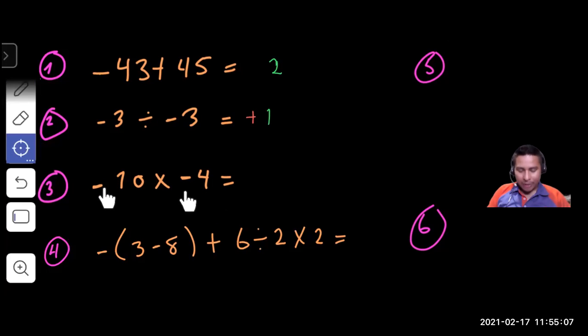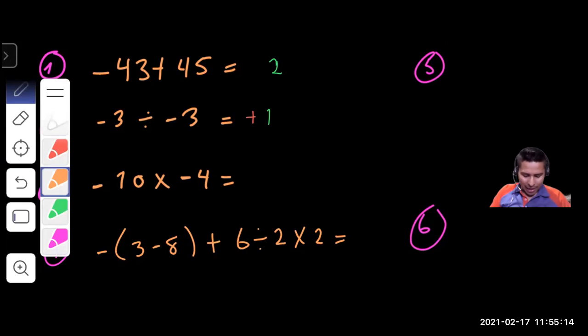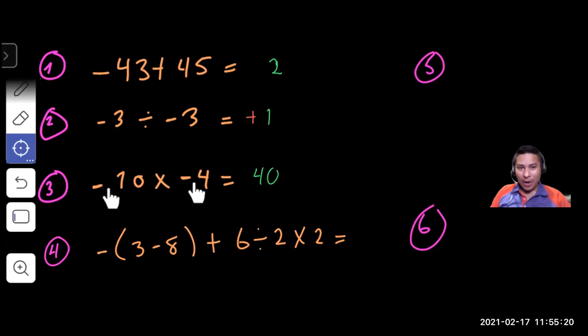Let's go to this multiplication. 10 multiplying 4. We multiply as usual, guys. You're gonna say 40, and we have positive. Mom and dad thinking the same way, negative and negative, then it's gonna be positive. That's it.